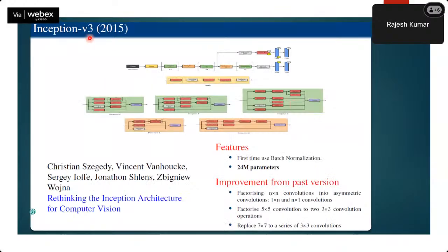Then comes Inception V3 in 2015, and they used batch normalization for the first time. The parameters are 24 million, and basically it is again based on Inception modules. You can see more of the parallel. Now this one is a combination of parallel blocks, and then these parallel blocks are connected in series. Again, the Inception operation is also there.